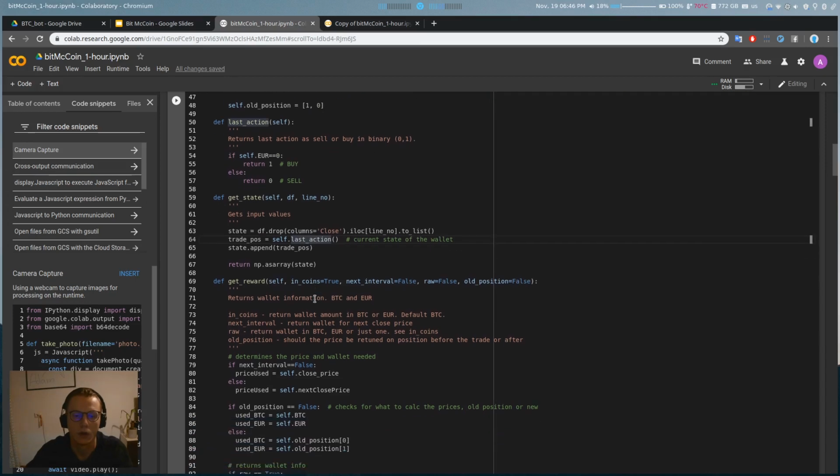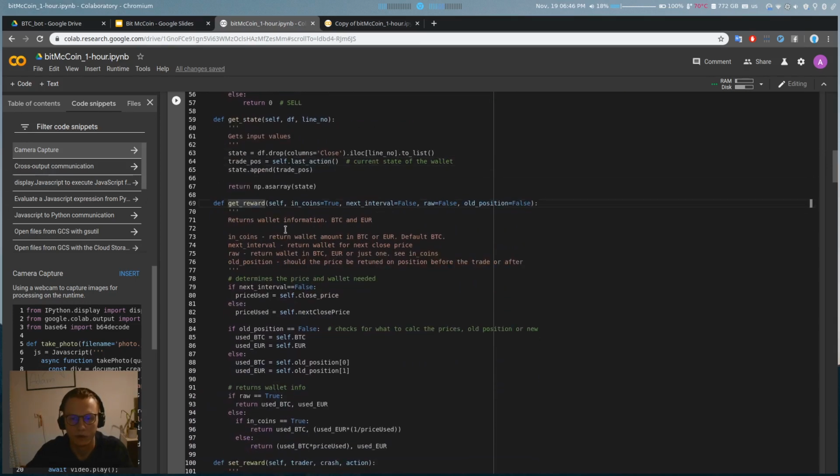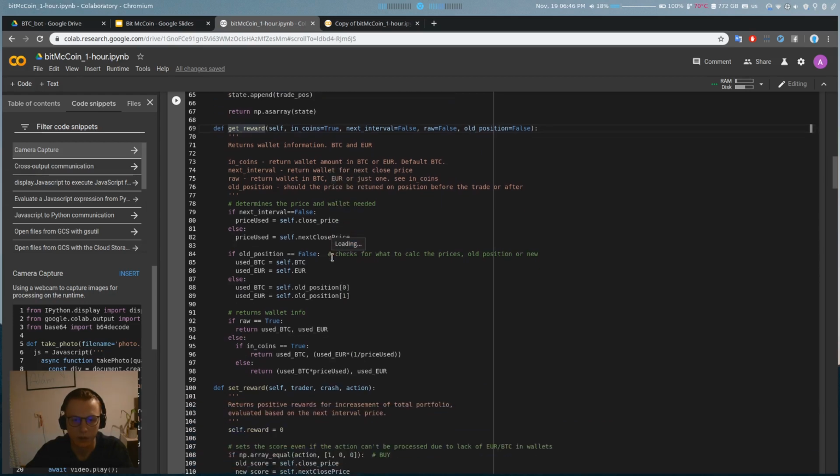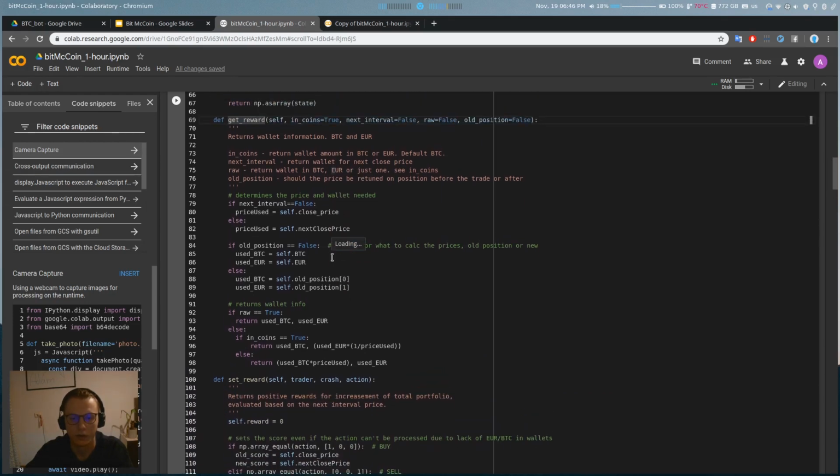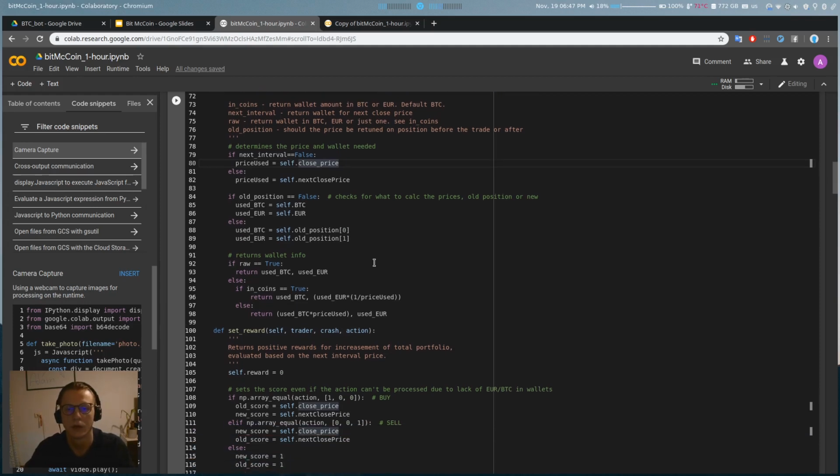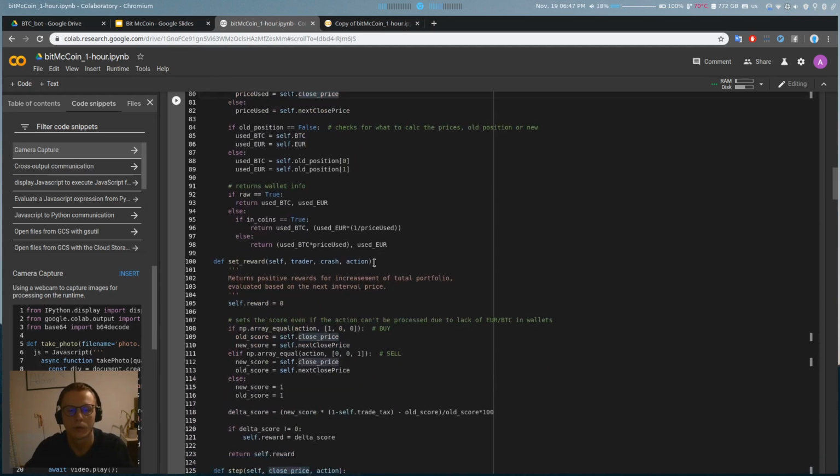So as I said, the getState function just gives the inputs to the network, which it uses to actually decide on what to do. Now, moving over to the getReward function. This one is actually quite used for the bot itself. It gets the current score of the bot. So it just tracks the closing price, in which wallet the money is, and then just converts that to either Bitcoin or Euros, just to give you a score of how your bot is performing.